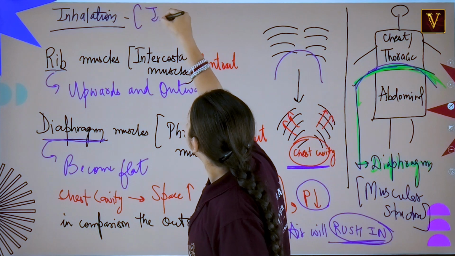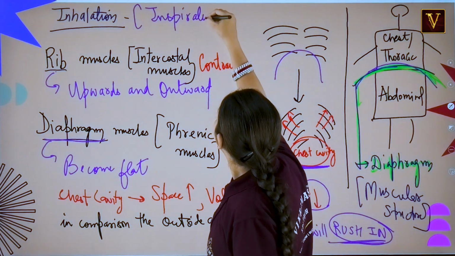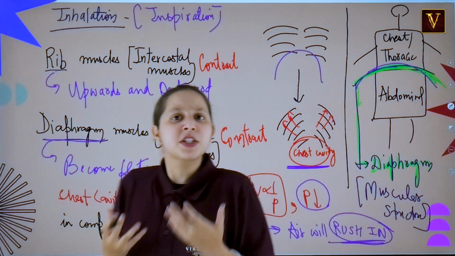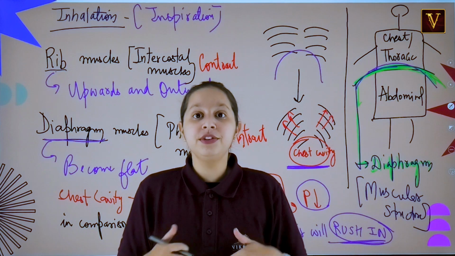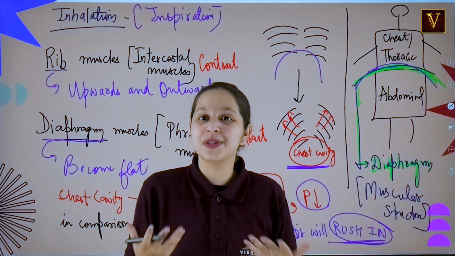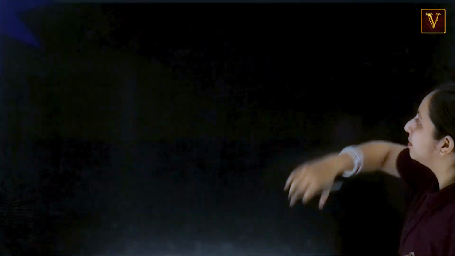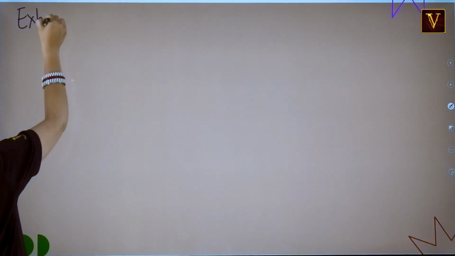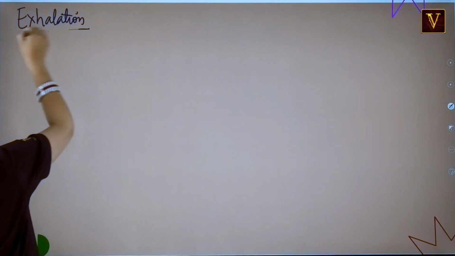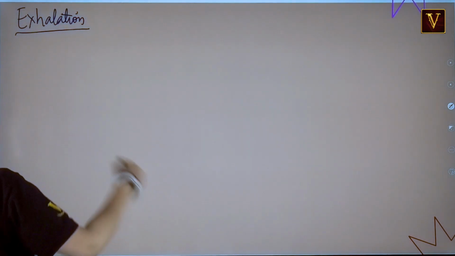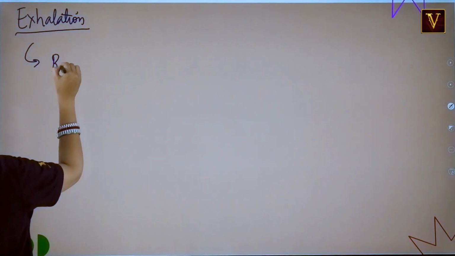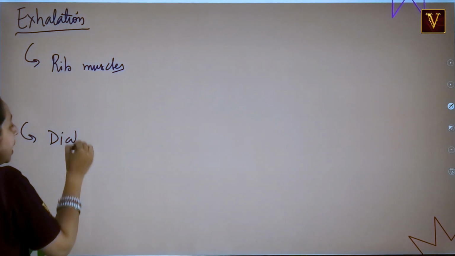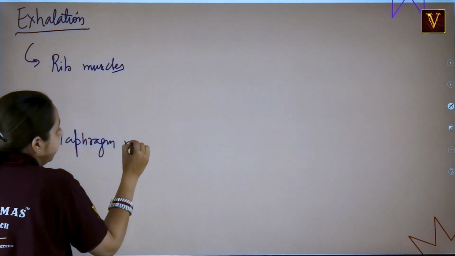Inspiration is also inhalation, okay? Got it? This is how inhalation is taking place. Now let's explore what is happening when we exhale, during exhalation or expiration. Very interesting. So now we are on to exhalation or expiration. What is happening? Same as before, we have rib muscles acting and we have diaphragm muscles acting here.